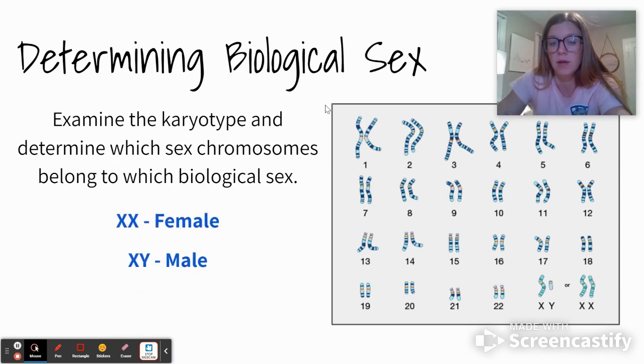So hopefully we remember this. XX is female, XY is male. Those are the 2 different types of biological sex we talked about when it comes to karyotyping an individual.